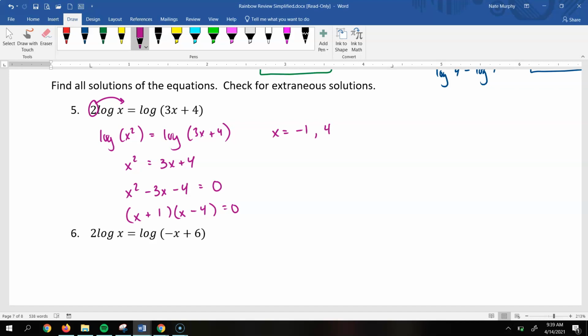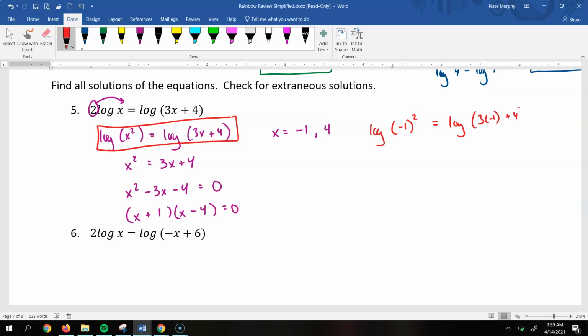But it could be that one or both, or neither of them, could be extraneous solutions. So we've got to check to see, are they extraneous? So let's start with the negative 1. Again, I'm going to put it into this form, because even if I put negative 1 in for x, we're still going to have to apply that 2 as an exponent. So I'm going to look at this as being the log of the quantity negative 1 squared. I want to see, does that equal the log of 3 times negative 1 plus 4?